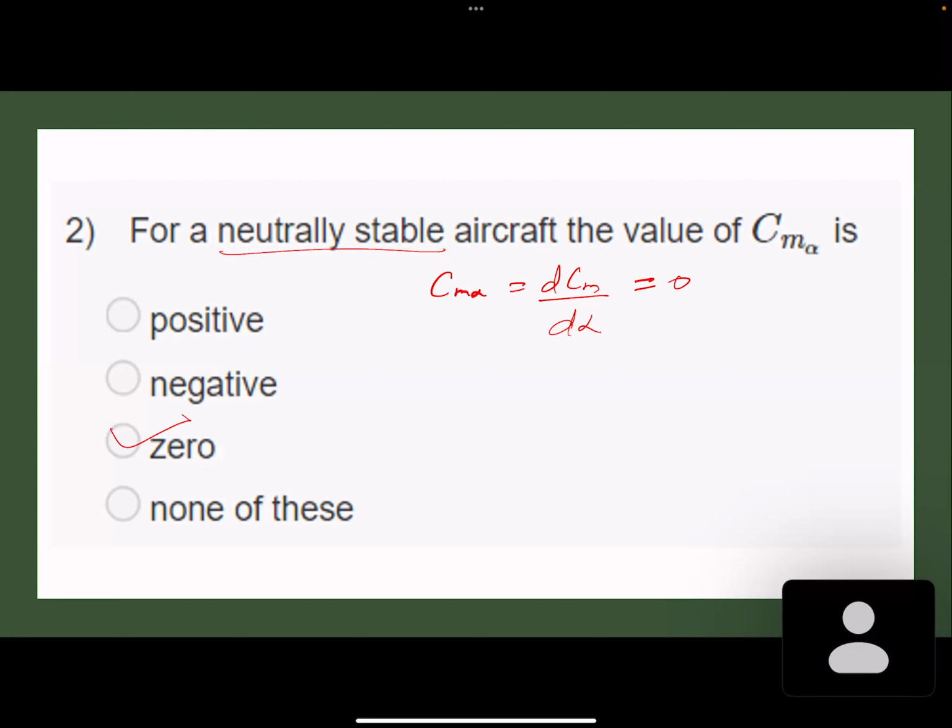So this is the only condition required for static longitudinal stability, where Cm alpha should be less than 0. If it's neutrally stable, it's 0. What happens is if it's subject to a gust, some disturbance, it finds a new equilibrium point at that location and continues to remain there. If it is statically stable, it tries to come back to its original equilibrium, and if it's statically unstable, it just keeps deviating further.